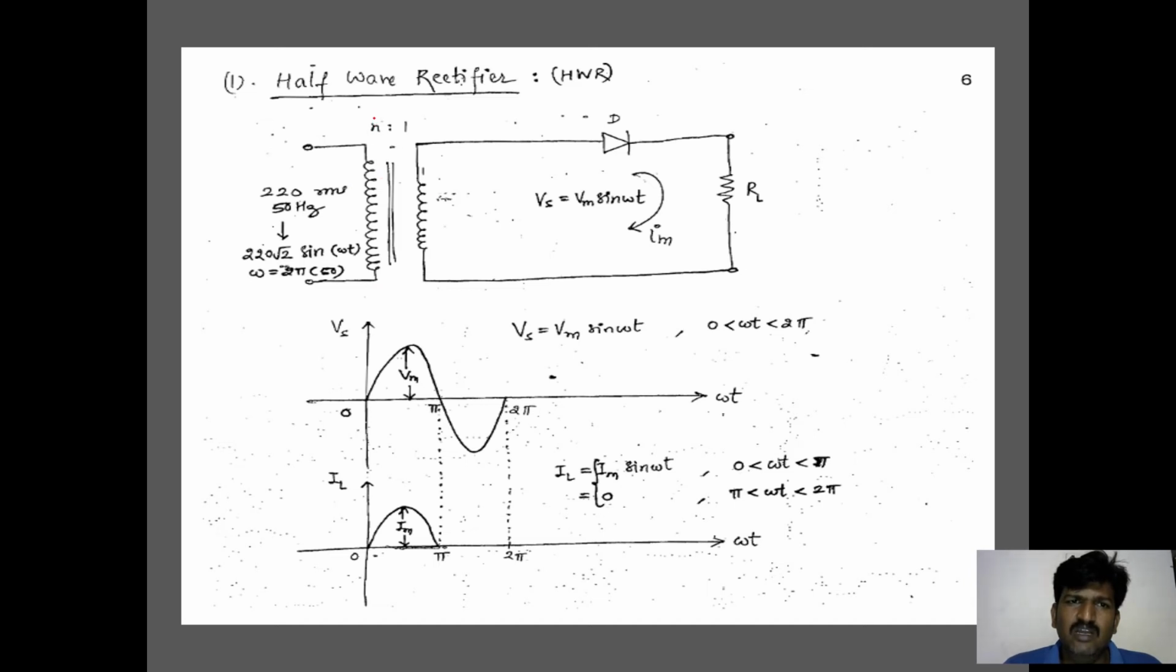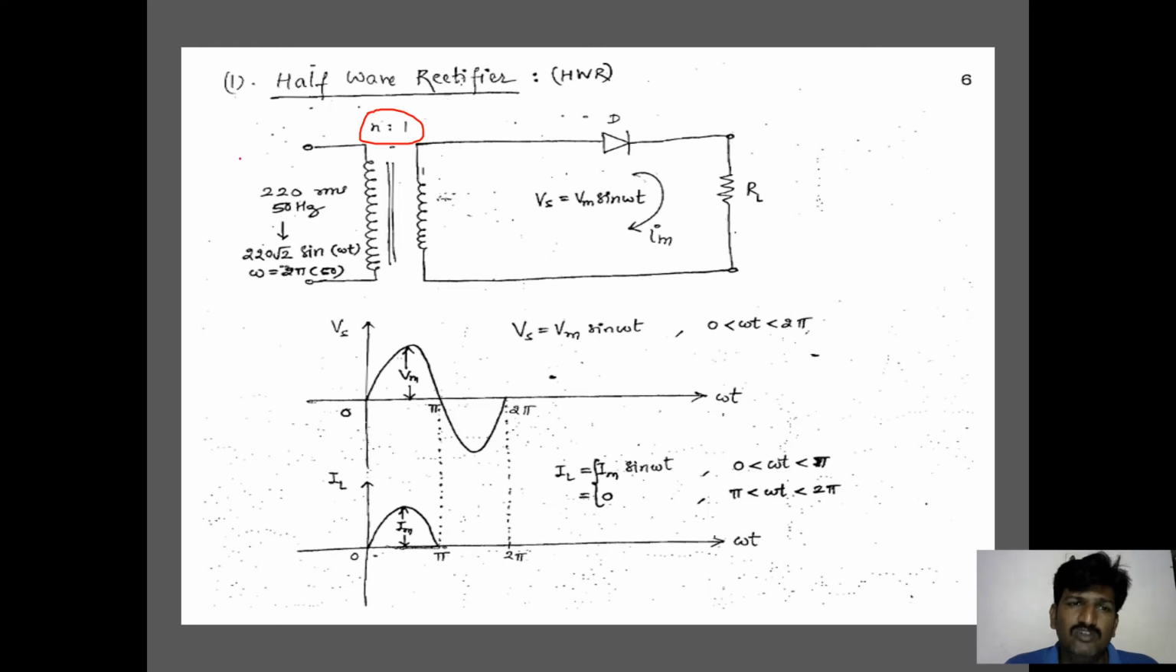Here we have an n:1 transformer. It means the number of turns present in the primary and the number of turns present in the secondary are defined by this ratio n:1. Basically n:1 indicates a step down transformer. The amount of voltage applied to the primary winding is not the same amount induced in the secondary winding; the voltage induced in the secondary depends upon the number of turns present in the secondary.